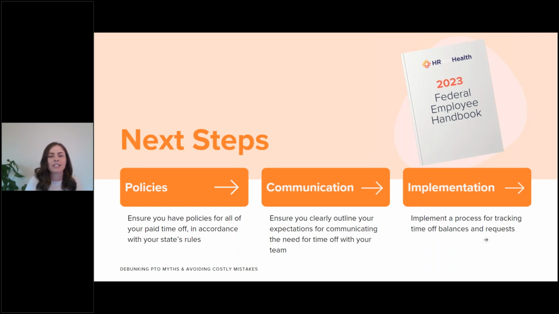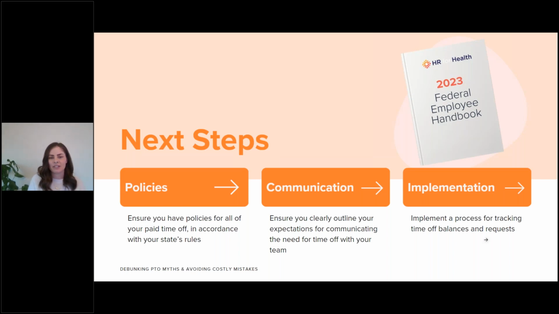The next is communication with your team, so making sure that you're sending those policies to them in a place where they have access to it. Again, our handbook, you can send it to them electronically, they can sign it, they always have access to it. And then, like I showed you, they always have access to their time off balances and requests as well.